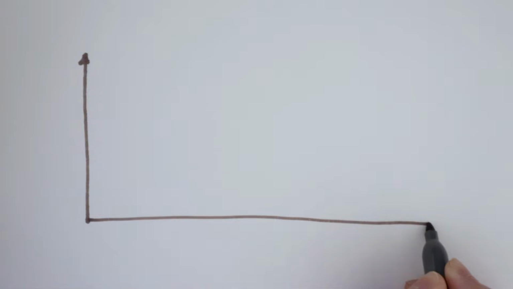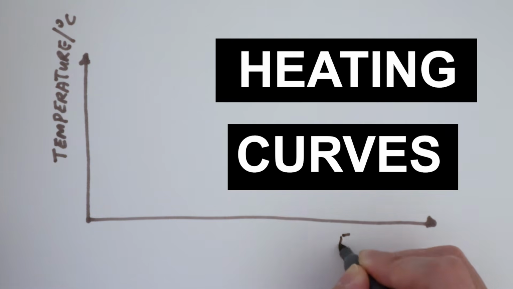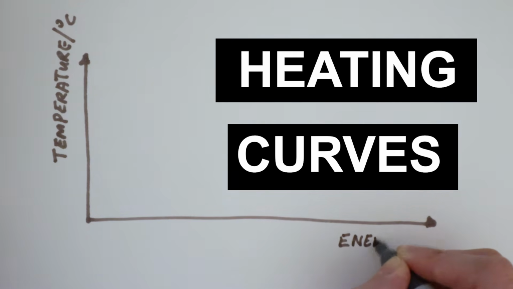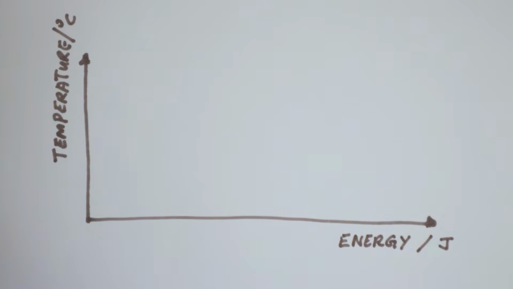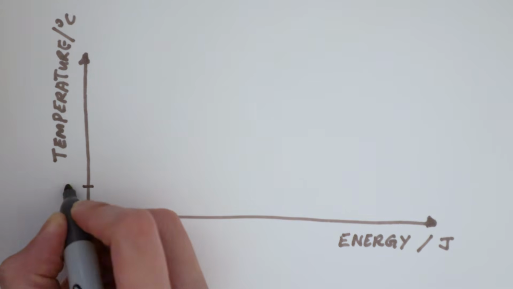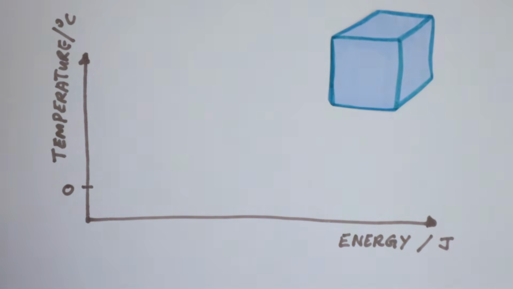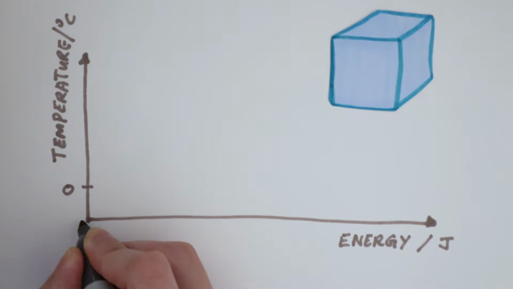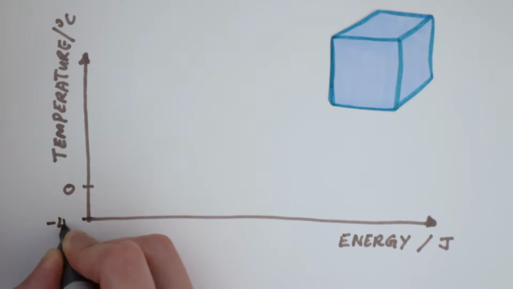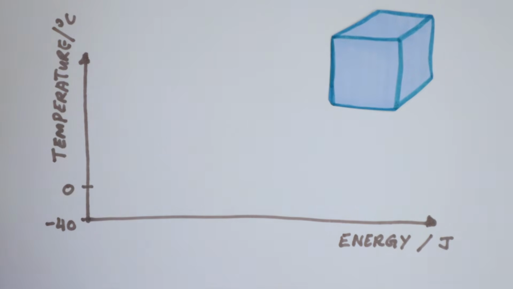There is so much information you can extrapolate from a temperature-energy graph. As an example, I will show you what a typical graph for water looks like, starting from below its freezing point. Below 0 degrees Celsius, water is a solid, it's ice. Let's say I have a freezer that can go down to minus 40 degrees Celsius in temperature.